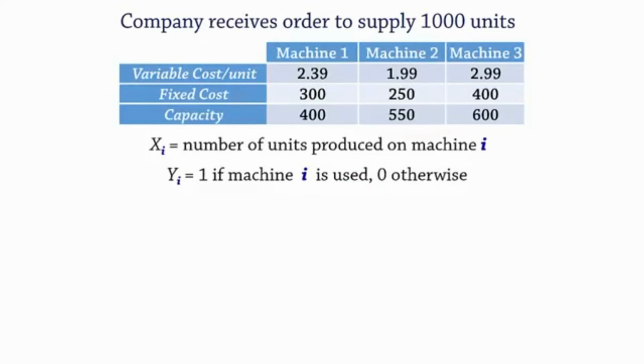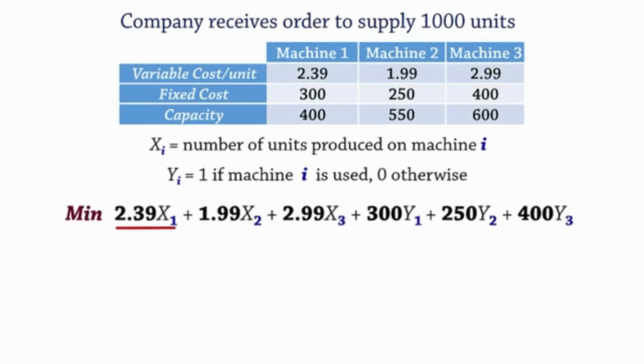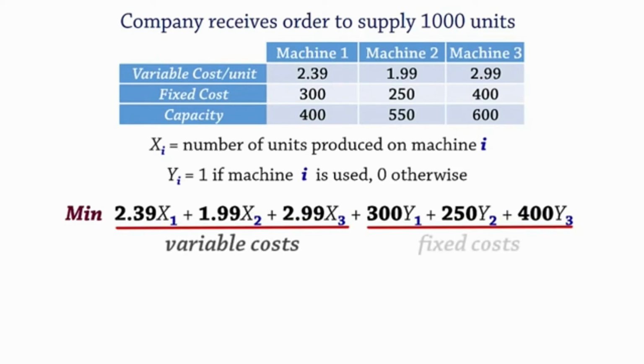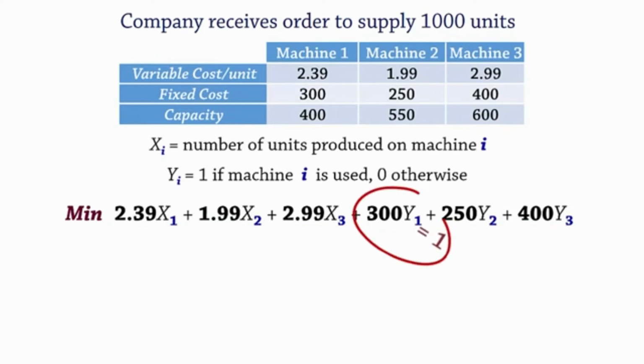So for the objective function, which is to minimize total costs, we write minimize 2.39x1 plus 1.99x2 plus 2.99x3 plus 300y1 plus 250y2 plus 400y3. That is, we multiply variable costs by units produced and multiply fixed costs by the corresponding 0, 1 variables. When y1 equals 1 here, for example, it means that machine 1 is used and the fixed cost of 300 will be incurred. And when y1 equals 0, machine 1 is not used, so the fixed cost of 300 will not be incurred.